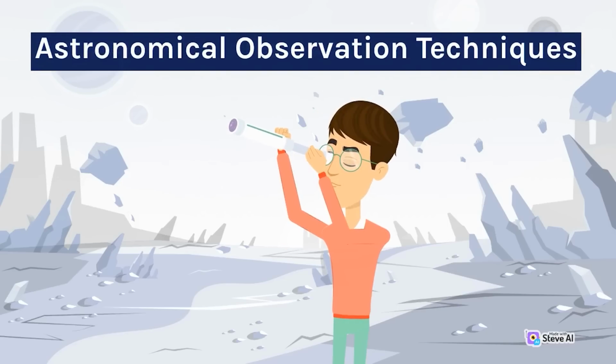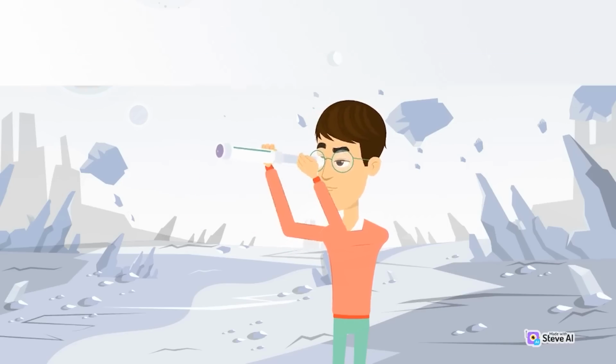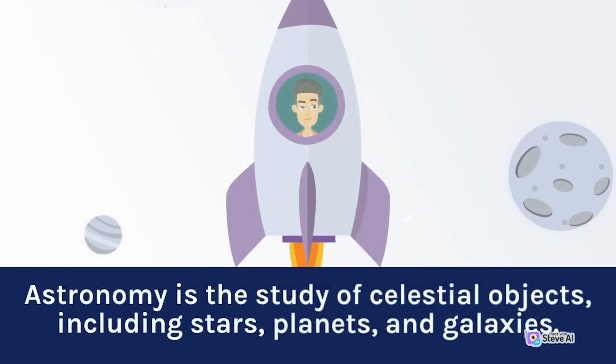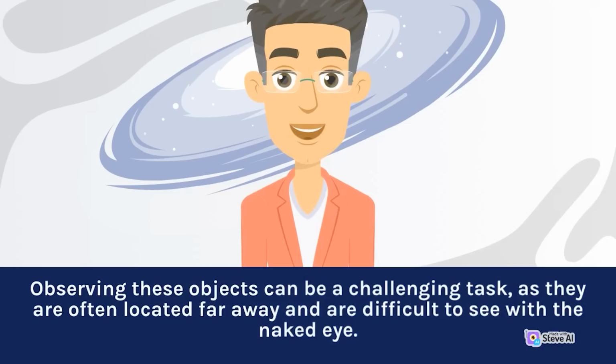Astronomical observation techniques. Astronomy is the study of celestial objects, including stars, planets, and galaxies. Observing these objects can be a challenging task, as they are often located far away and are difficult to see with the naked eye.